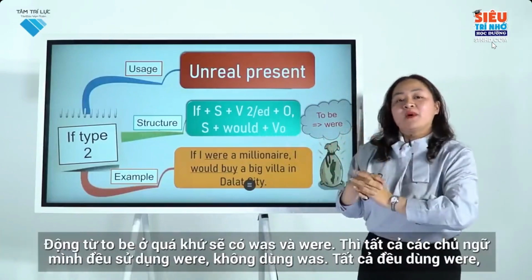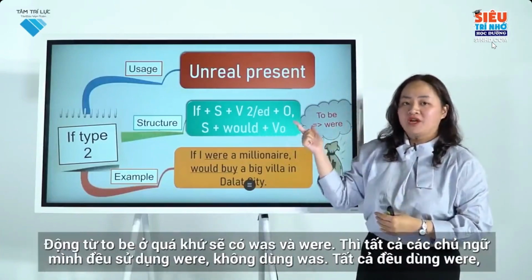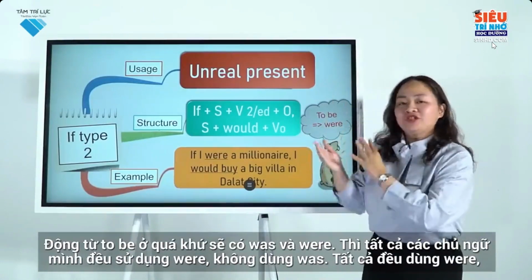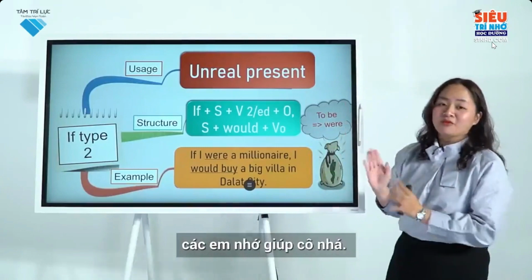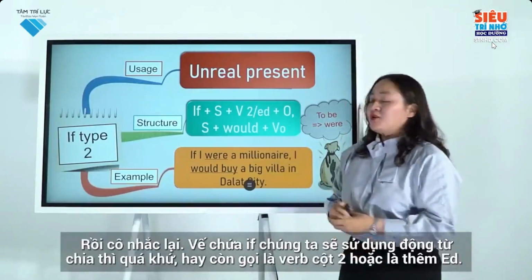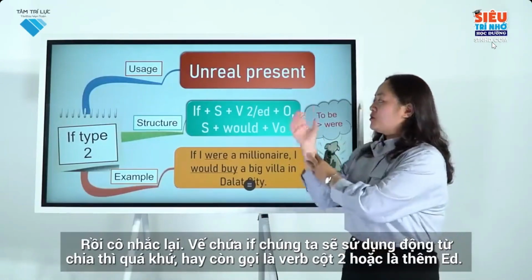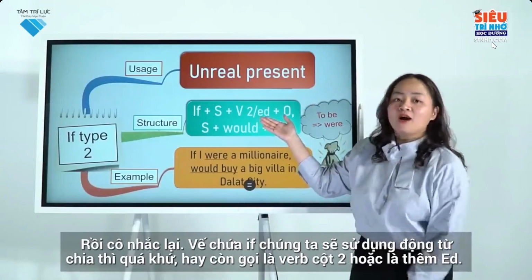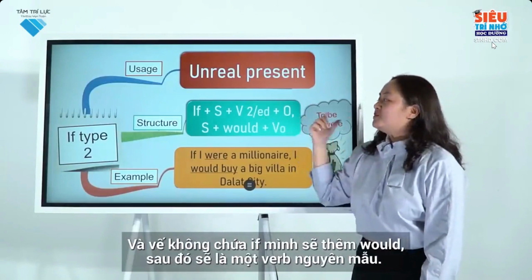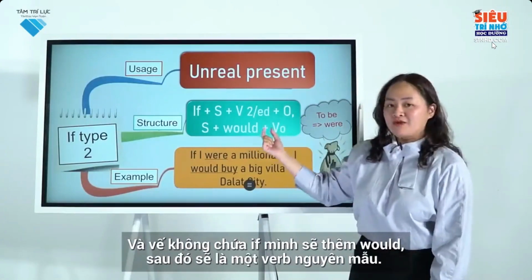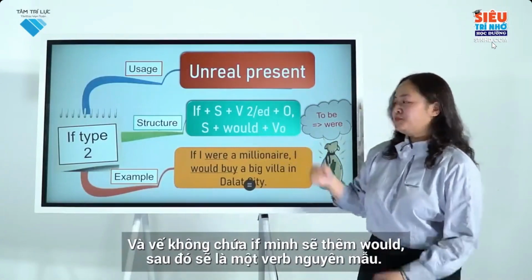The verbs to be in the past tenses are was and were. Then all subjects go with were, not was. They all use were. Remember that. Then she repeated: in the if clause, we will use a past tense verb, also known as a verb in column 2, or with ed. And in the clause that doesn't contain if, we'll add would, then an infinitive.